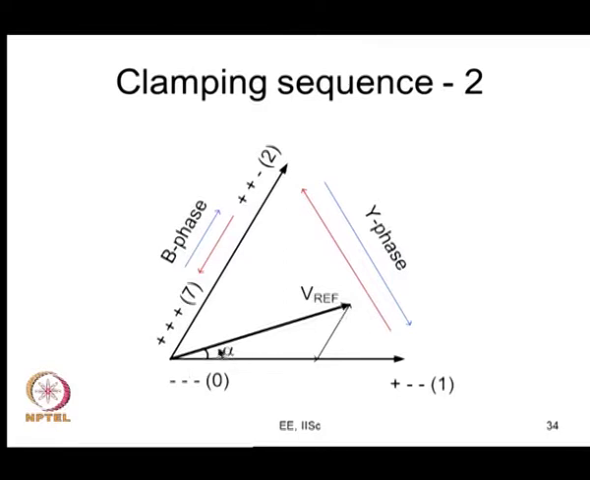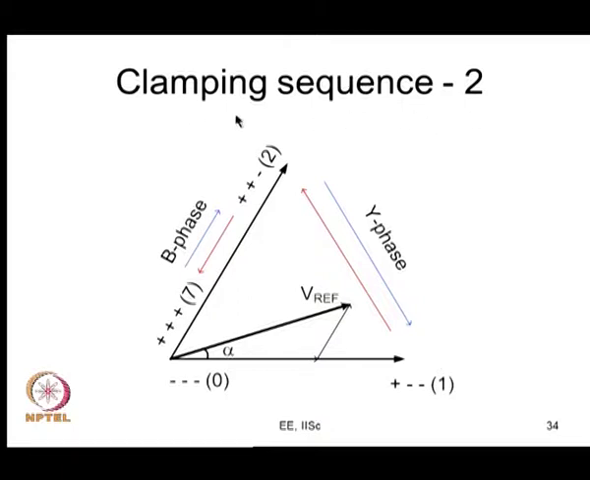In the next subcycle, you will have to produce another reference vector which will be close to this and different by a certain angle. So, what do you do? You start from this zero vector, stay here for Tz seconds, switch your B phase, come to T2, switch your Y phase and come to 1 and stay here for T1 seconds. So, we can call this clamping sequence 2.